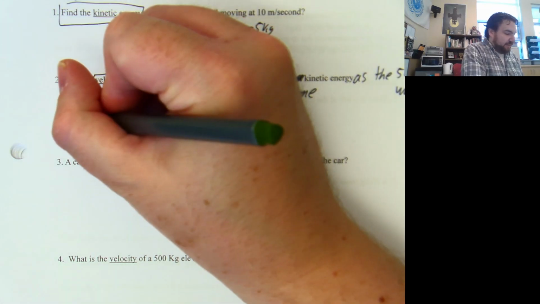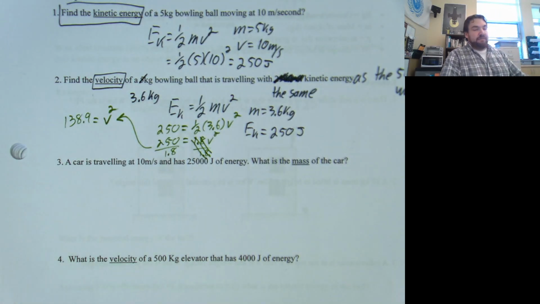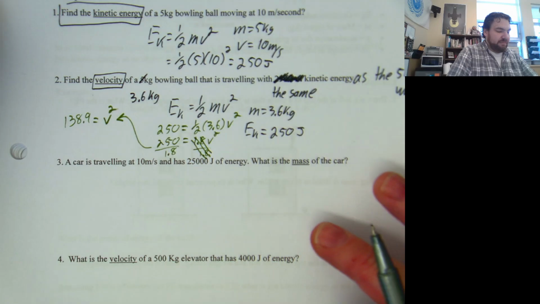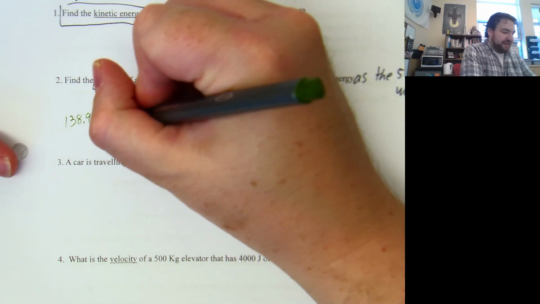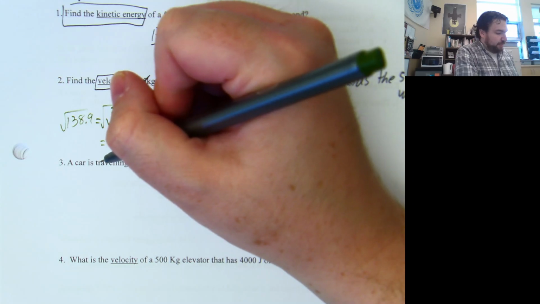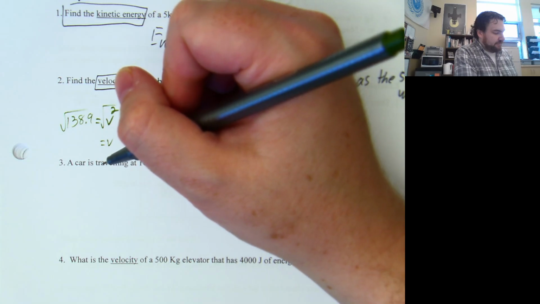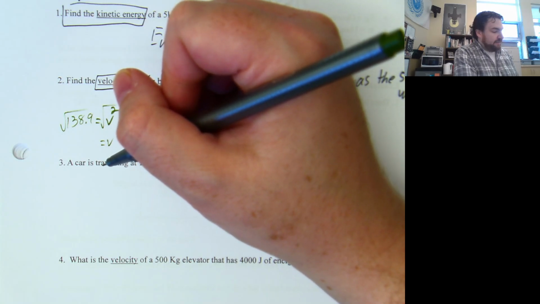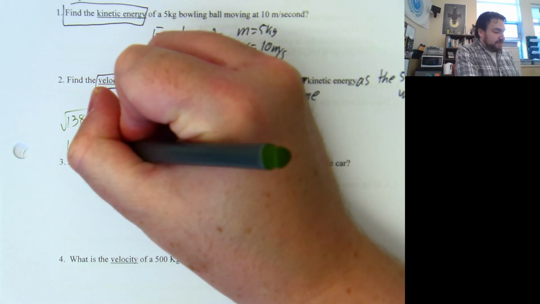That's going to be 138.9. I rounded it. And now I want to find V. How do I find V if I have V squared? Square root both sides. So V is going to equal the square root of 138 point that. And I'm going to get 11.8 meters per second.